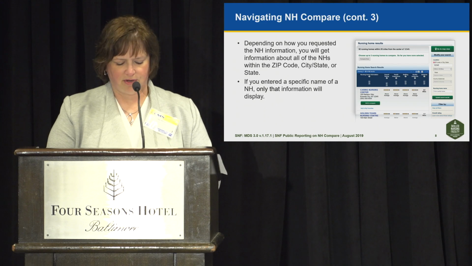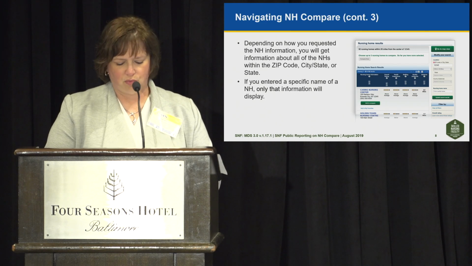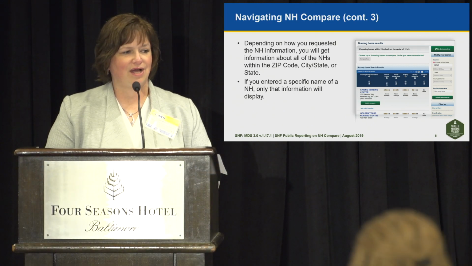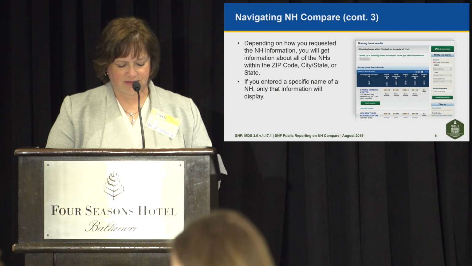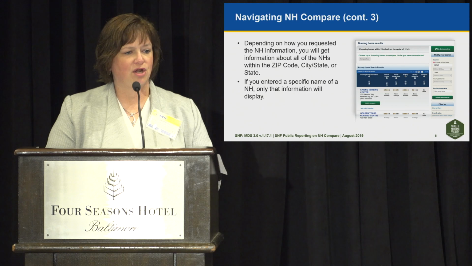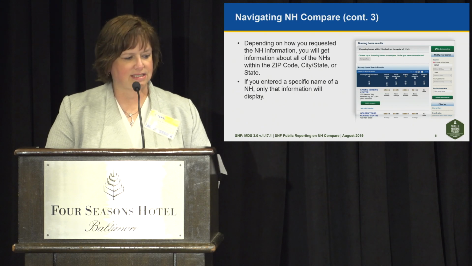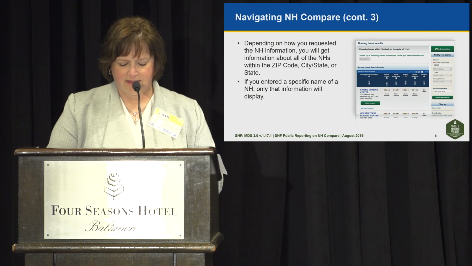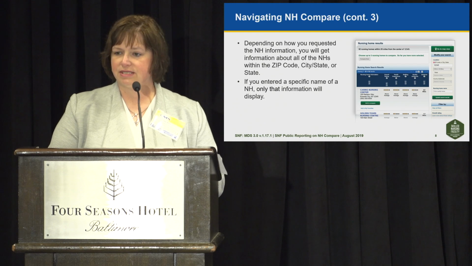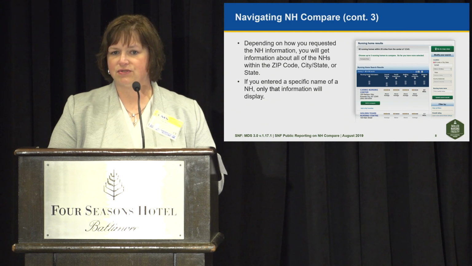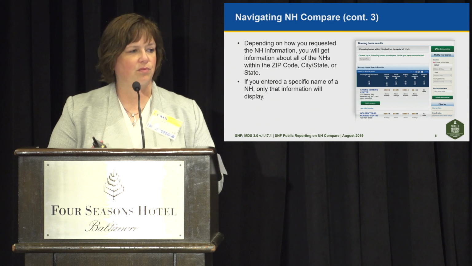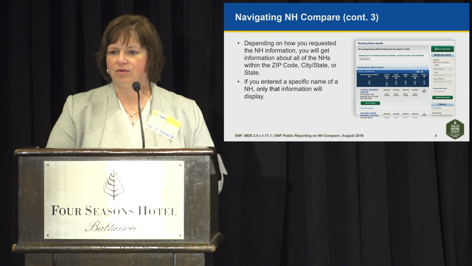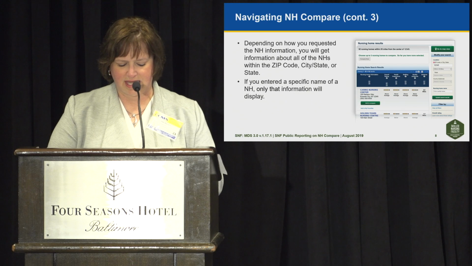So it's important to remember that how you perform this search will control the results that are presented. So we just saw a search by zip code and a specific facility name. But of course, as I mentioned, you can also search by city and state and by state alone. If you perform a search by zip code, the web page will return a list of all of the facilities in that zip code, including a 25-mile radius around that zip code. So you'll have a good number of facilities from which you can select.